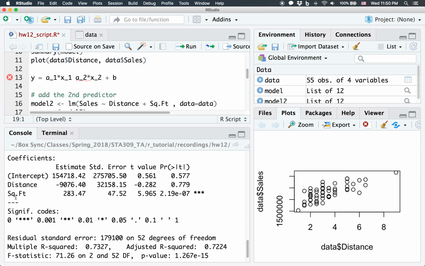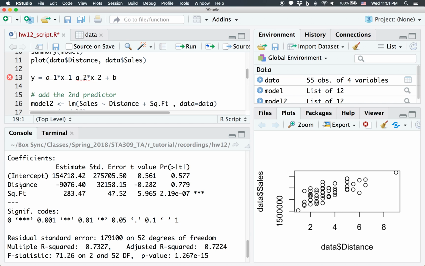Right? So the second thing you should look at is the t-value or t-statistic of each parameter. So for square feet, we have a relatively large t-statistic, which means that we have a very small p-value. Since we have a small p-value, we can reject our null hypothesis that the slope is 0. So in other words, we can say that the slope is not 0. So we can trust this number.